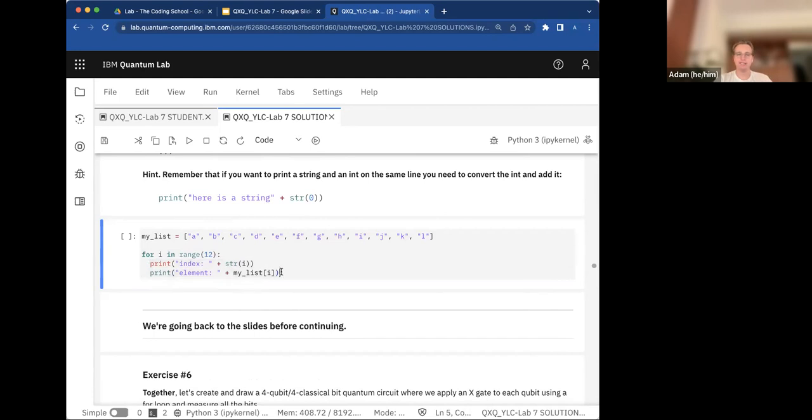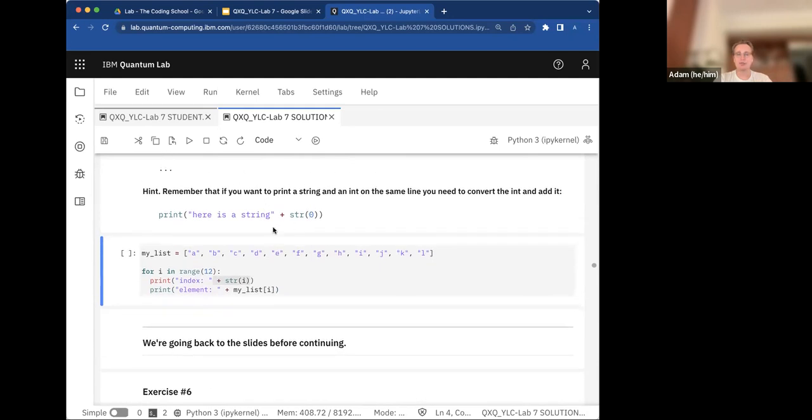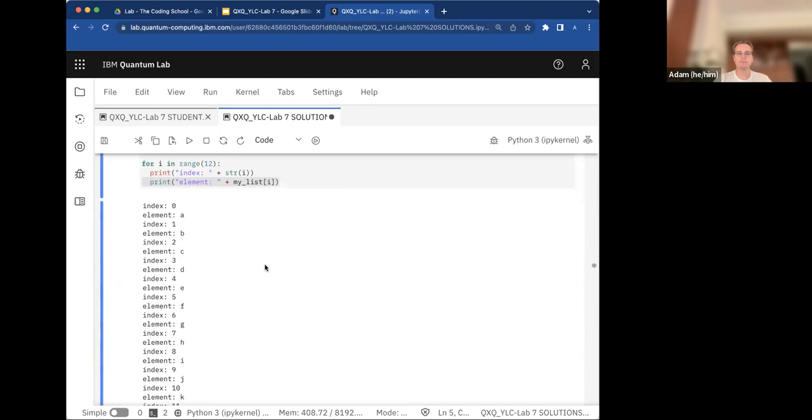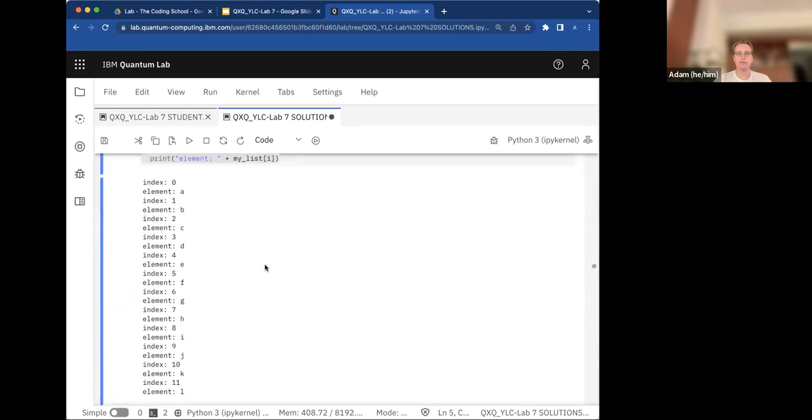Then let's fill out what's in here. So we can, for instance, do print, we say index, and then we need to add in what index we're at, where, as the hint reminds you, you have to be careful about printing an int. And so we wrap it with str. And then the next line is actually pretty similar to the above. And so we get out this result.